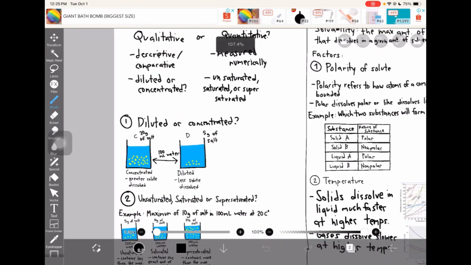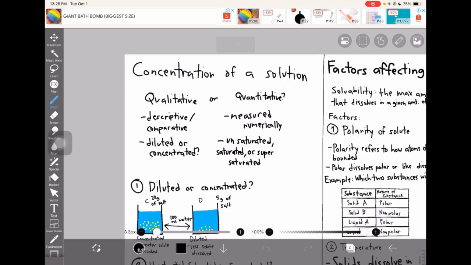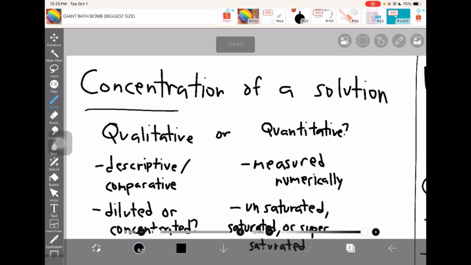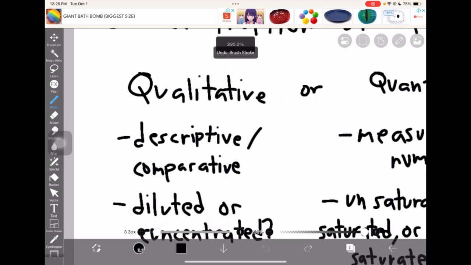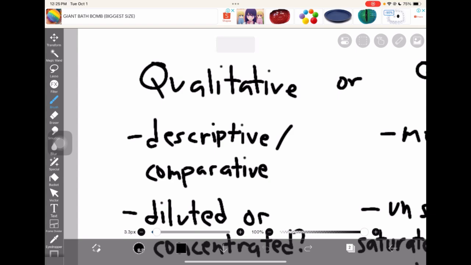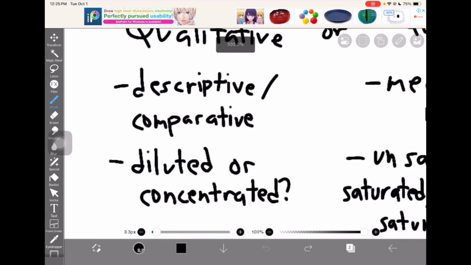So there's another way to express a type of solution, and that's by its concentration. It can either be qualitative or quantitative. When we say something is qualitative, it's just descriptive and comparative. So we use these two words, diluted and concentrated. It's basically comparing two things. Like, oh, Singapore is better than Malaysia. But in this case, this solution is, let's say, more diluted or more concentrated than the other one.